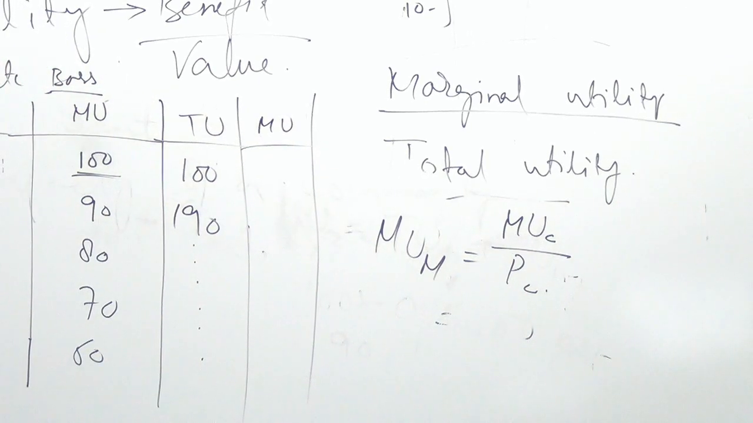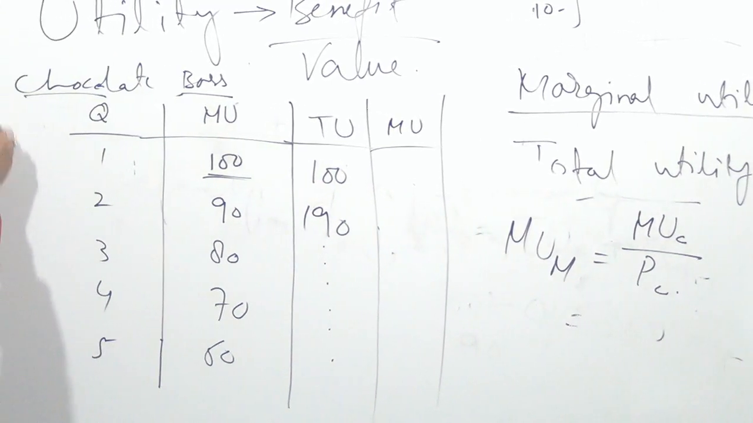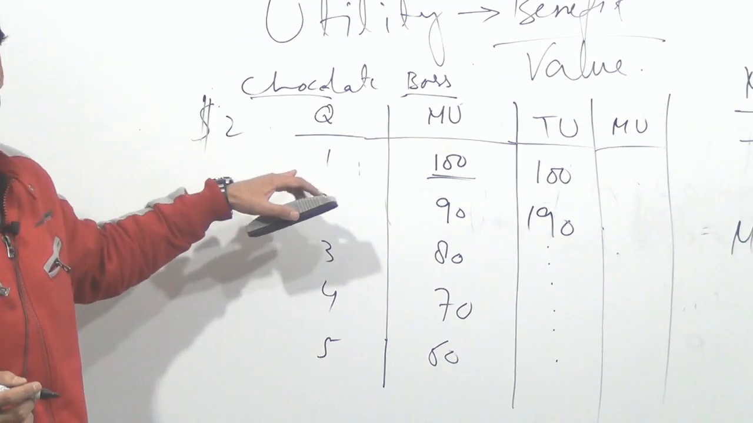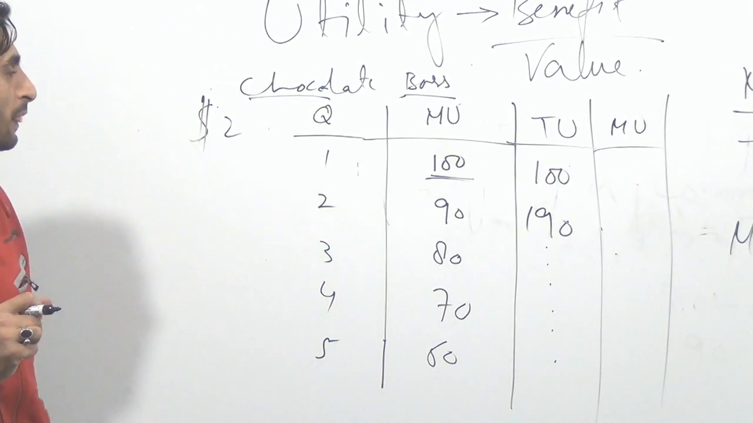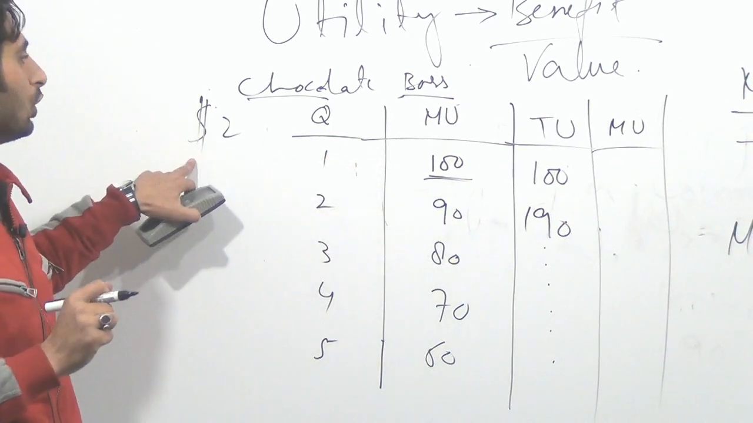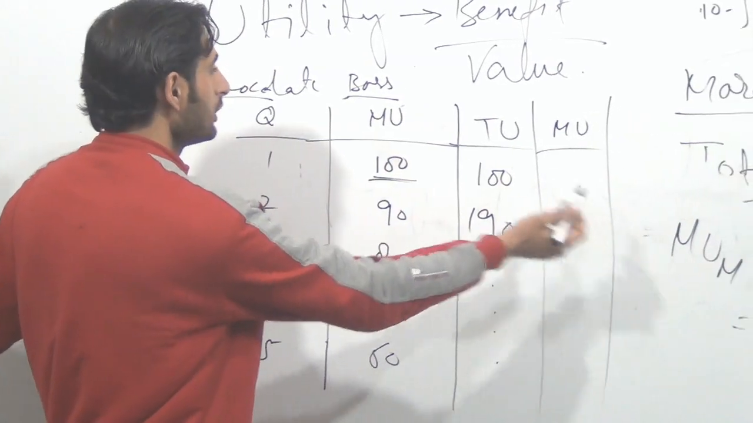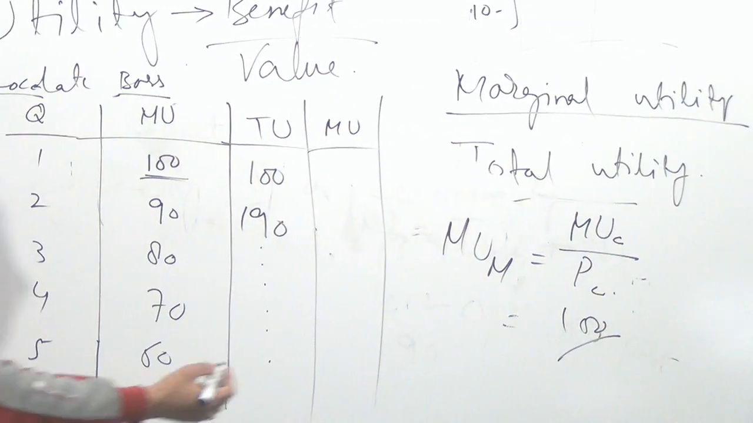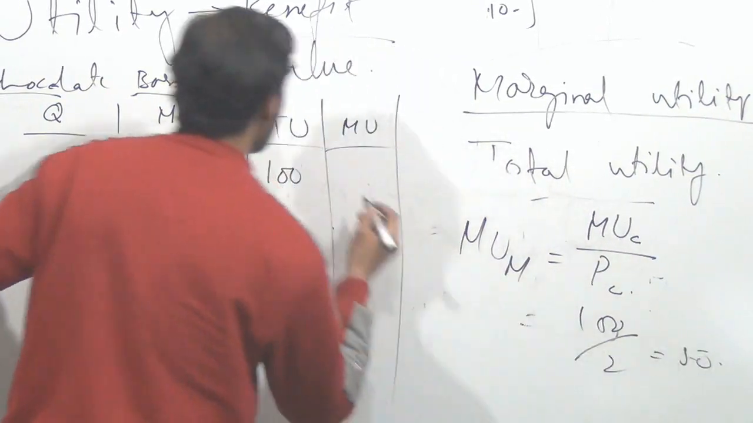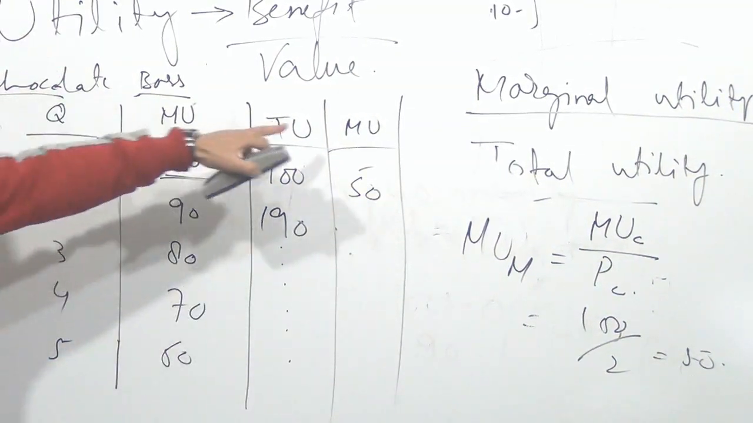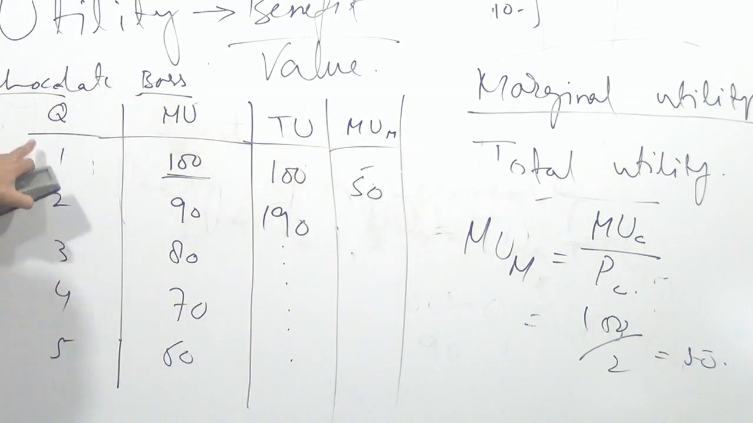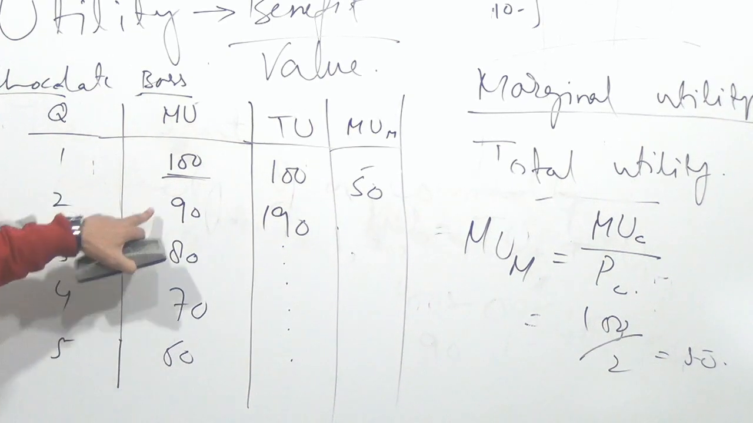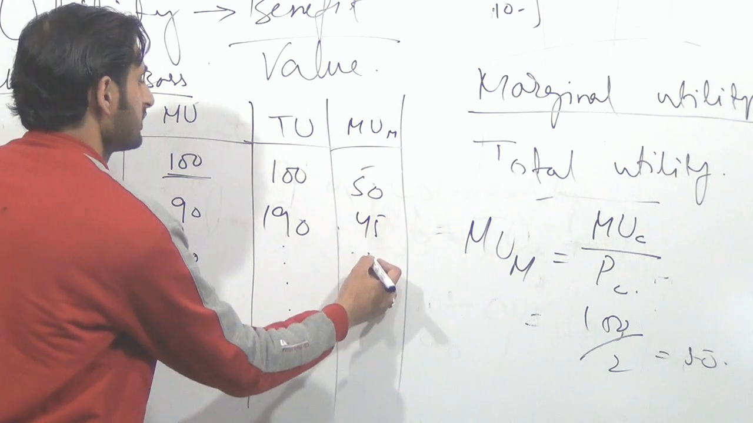Suppose every chocolate bar I am getting at $2. I'm spending $2, then I'll be able to get a unit of the chocolate bar. The marginal utility derived is 100. So it is so simple: marginal utility of the chocolate bar divided by the price of the chocolate bar, that is 2, is equal to 50. So the marginal utility of money here for this first chocolate bar consumed is 50. Likewise, here it will be 45, and so on and so forth. This is very simple math.